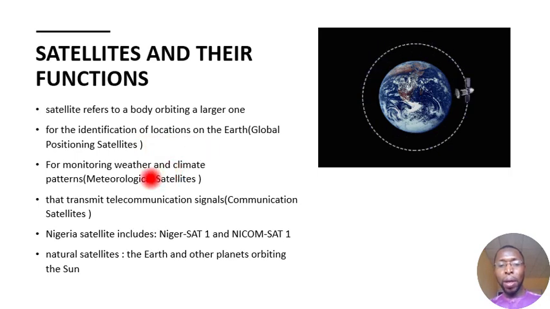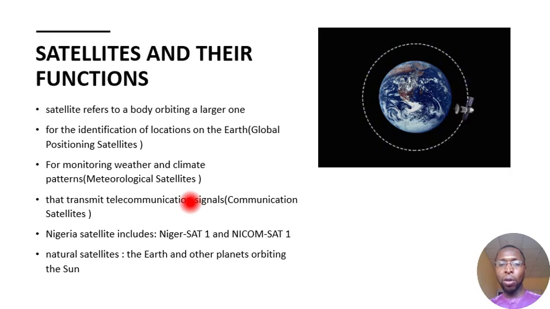We also have the meteorological satellite. That one is for monitoring weather and climate patterns. We have the communication satellite. That is for transmission of telecommunication signals.